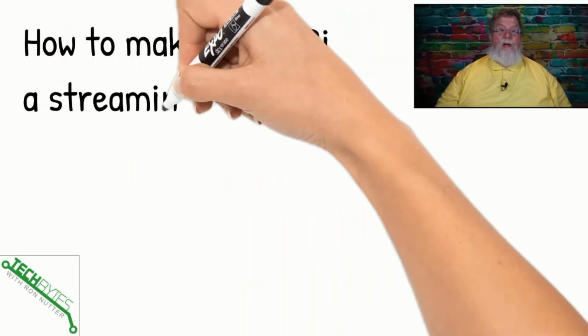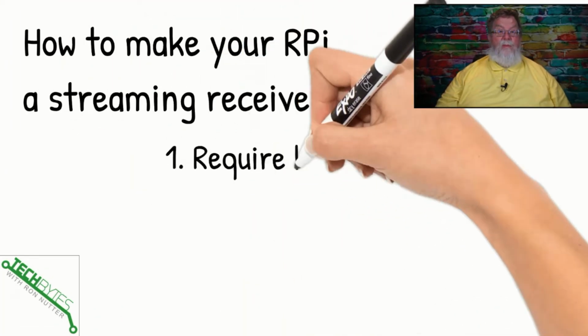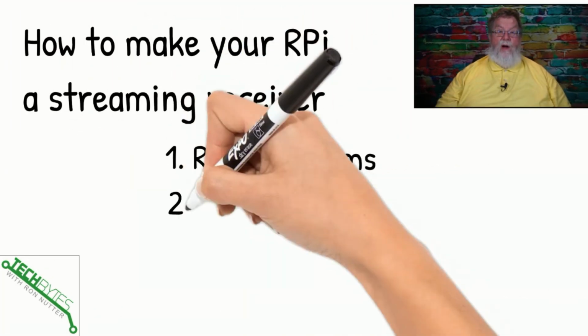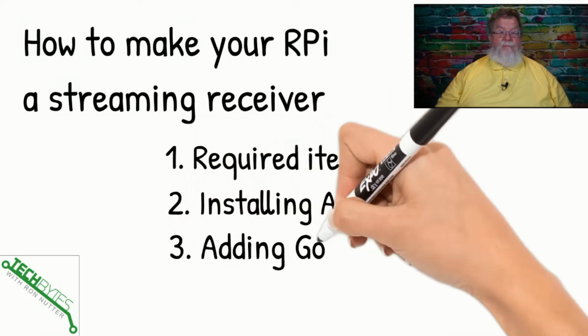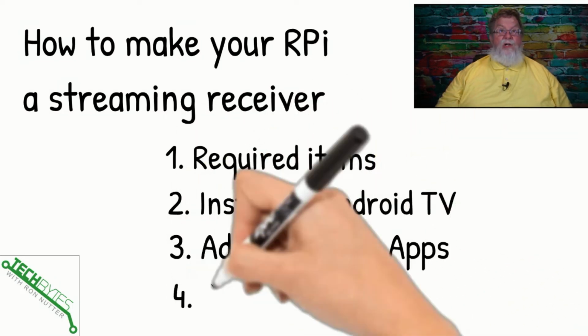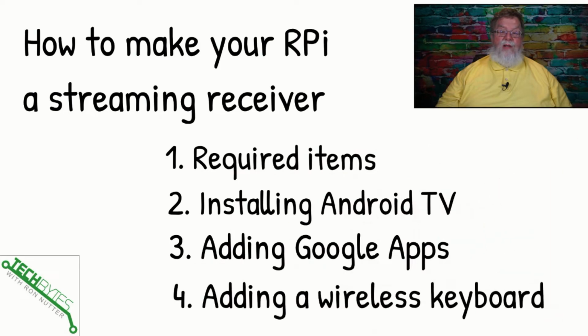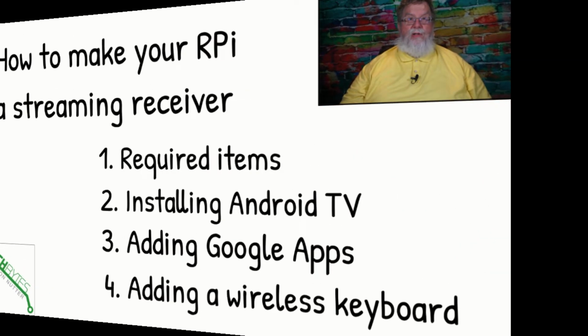Now here's what we're going to be covering in this video about how to make your Raspberry Pi a streaming receiver. First, the required items. Other than your Raspberry Pi, there's only a couple things you're going to have to start out with. We're talking about installing Android TV, adding what's going to get you into the Google Play Store, and then we'll talk about adding a wireless keyboard.